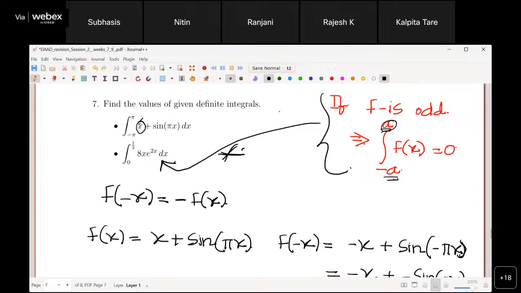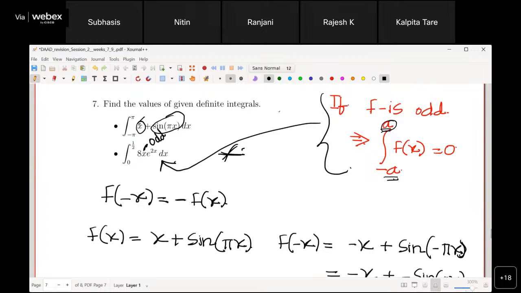So when you see here, you have a sum, right? This x is odd, and this is also odd. So when you have a sum of two odd functions, then you will get an odd function. And when you have a product of two odd functions, you will get an even function.